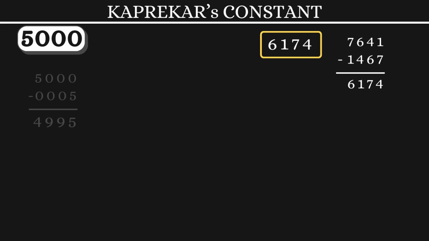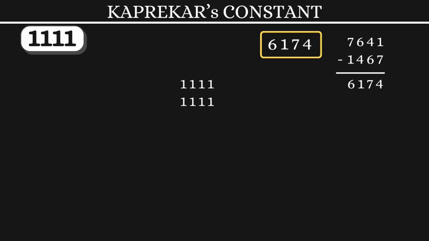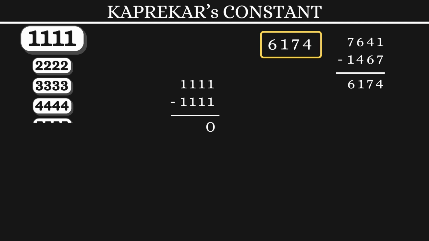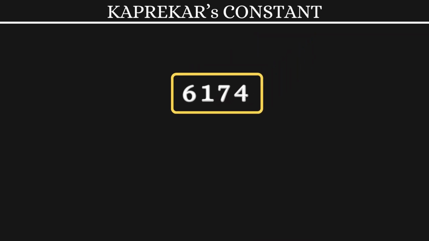Now let's see what happens when you have all the digits as the same. 1111. So arranging it in ascending or descending order gives you the same number. On finding the difference, we get 0. So the only condition where we do not end up with our magic number is when all the four digits are the same, like these numbers. Now you can choose any four digit number and check if you get our magic number.